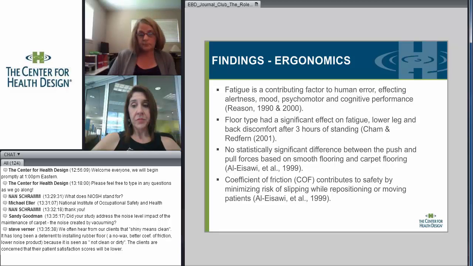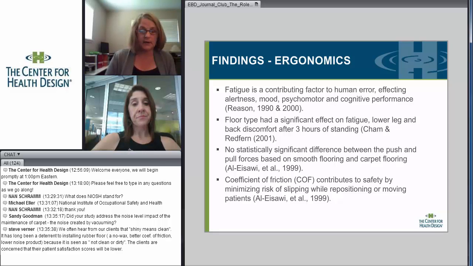And another study looked at that whole push-pull thing. So when you're trying to push or pull, whether it's a gurney or a housekeeping cart or whatever it is, they looked at that on different floorings. I know we always get into this whole thing about the rollability and how that is impacted by different kinds of flooring, and people want a certain flooring because they think it's going to be remarkably easier to roll something down the hallway. But these researchers found that there was no significant difference between the push and pull forces based on vinyl and carpet flooring.